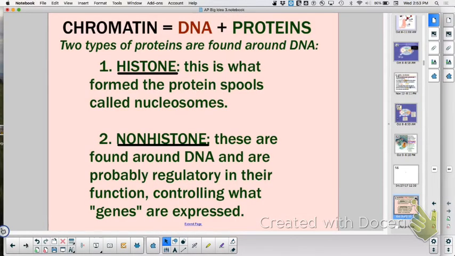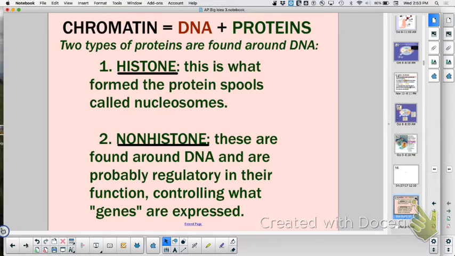Histone, non-histone proteins. These are important, okay? Histone proteins, remember the nucleosomes where you spool the DNA to organize the chromosome? Okay? Those are probably not regulatory because they're all the same.